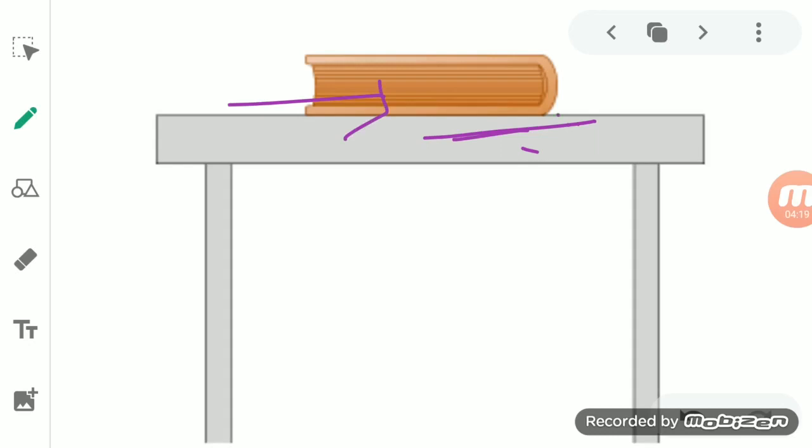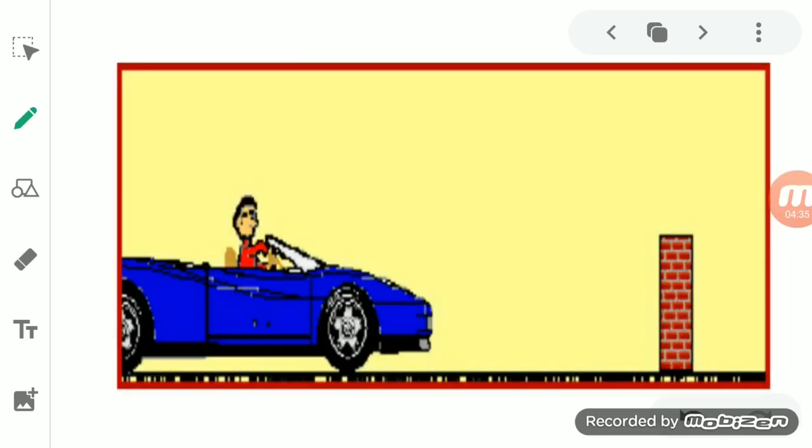So this is Newton's first law. The body which is at rest will not change unless an external force is applied on it. Okay, we can take another example.